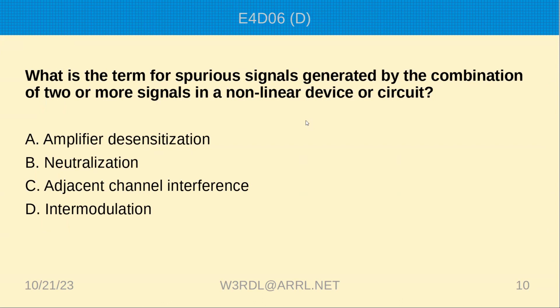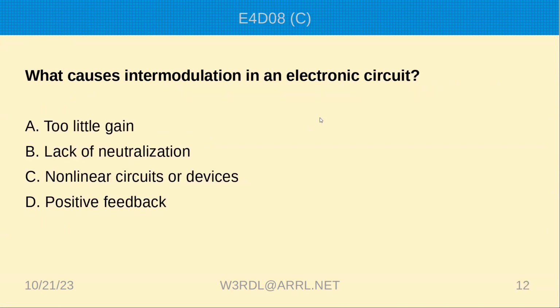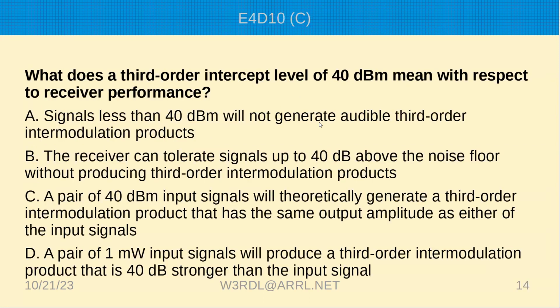So what is the term for spurious signals generated by the combination of 2 or more signals in a nonlinear device or circuit? Intermodulation. What causes intermodulation in an electronic circuit? Nonlinear circuits or devices. Yep. So what does a third order intercept of 40 dB mean with respect to receiver performance?